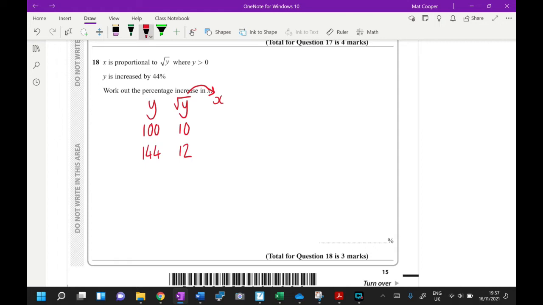And so that means x is going to increase by the same amount as the square root of y. So what's the square root of y increase by? Well, if I do after divided by before, I get 1.2, and I know that 1.2 as a percentage is 120%, which means we've had a 20% increase, which was the answer to the question.